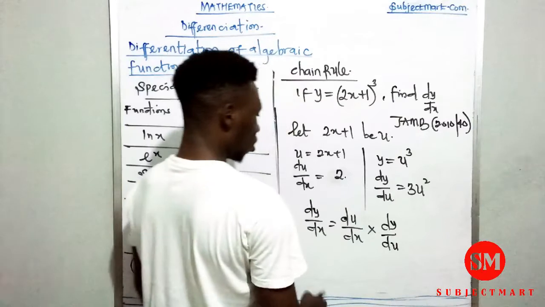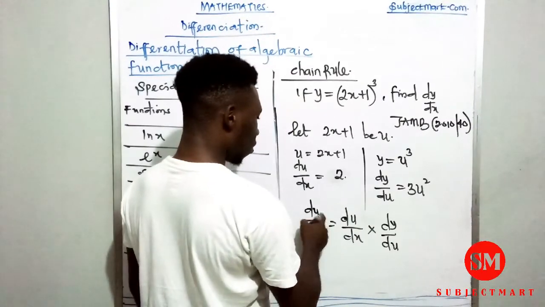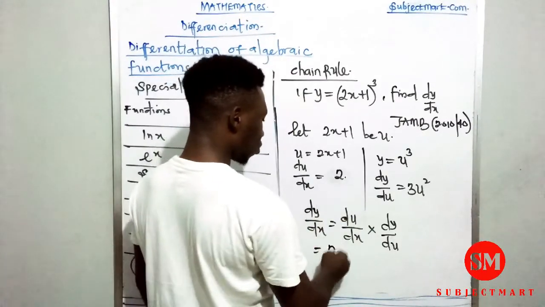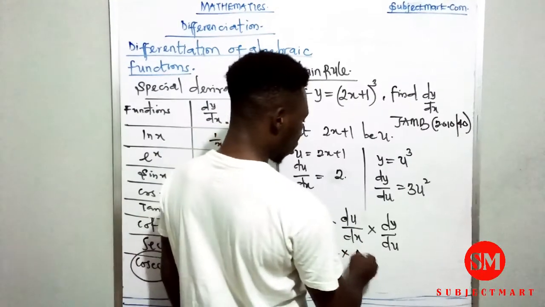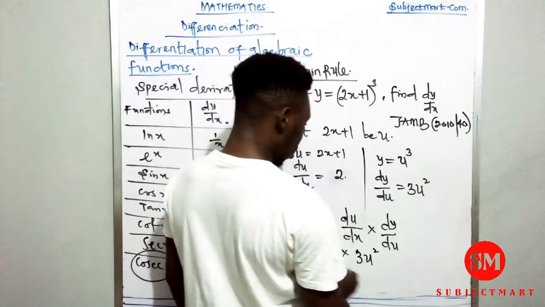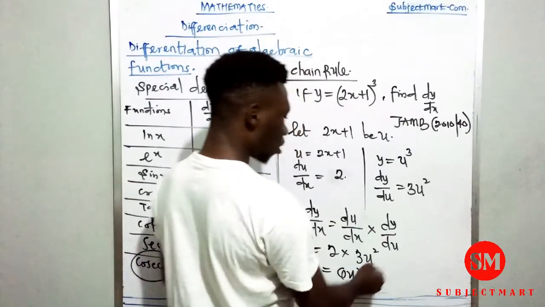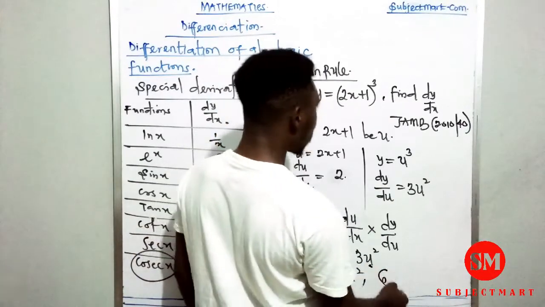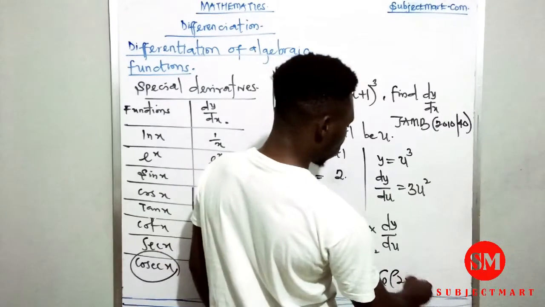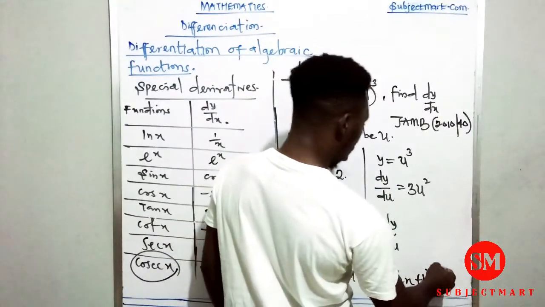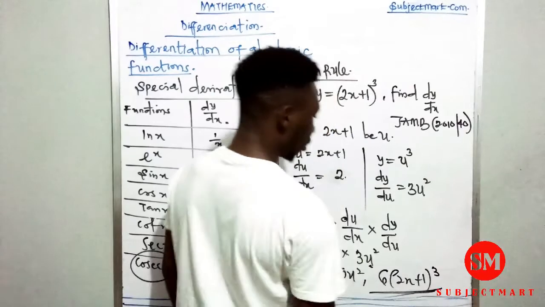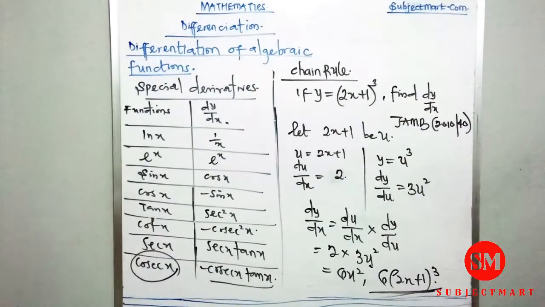Now with this, what's your du/dx? That is 2, times 3u raised to power 2, which is equal to 6u raised to power 2. What's the value of u? That is 6 open bracket 2x plus 1 close bracket all raised to power 3. With this, we have arrived at our final answer.